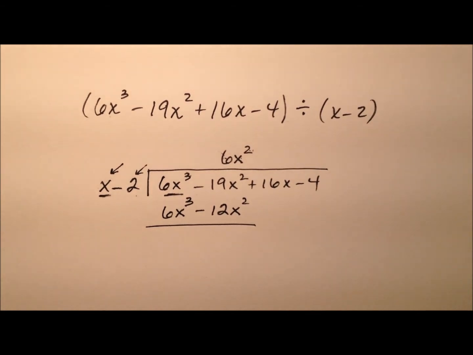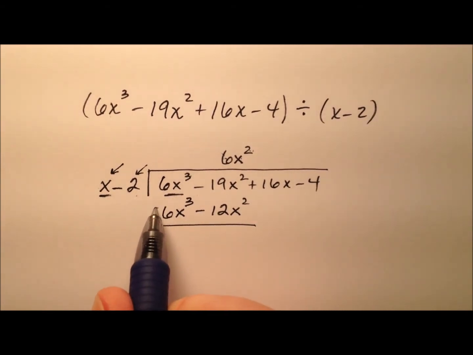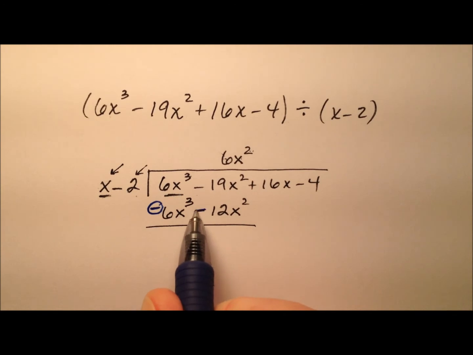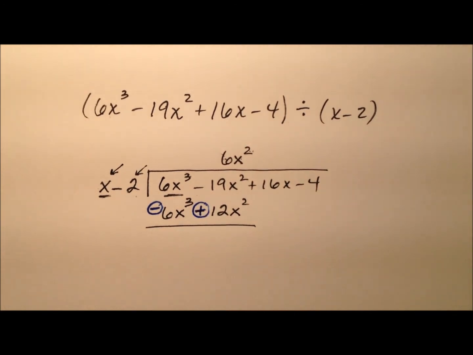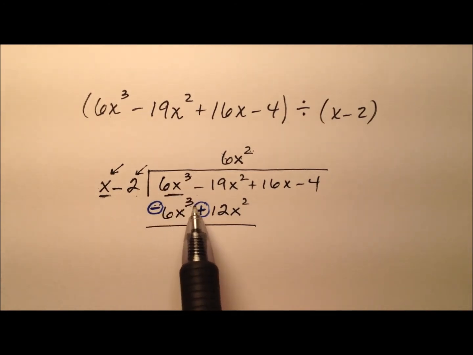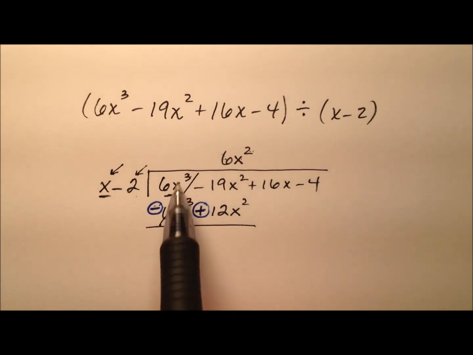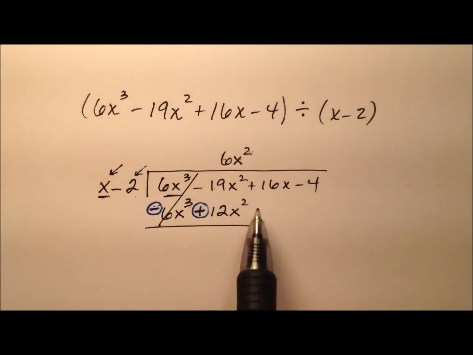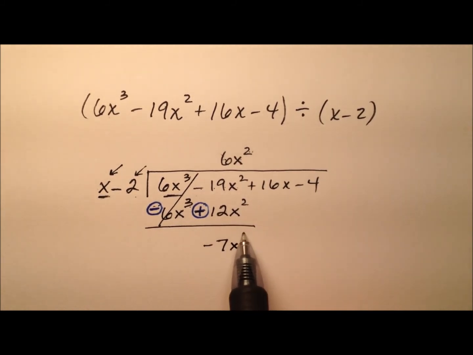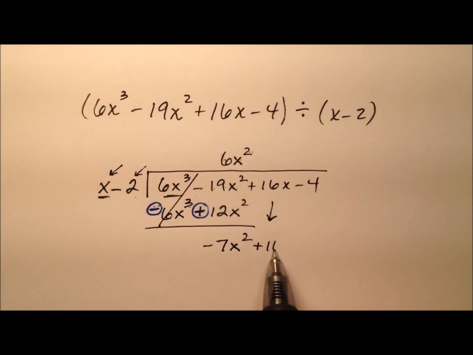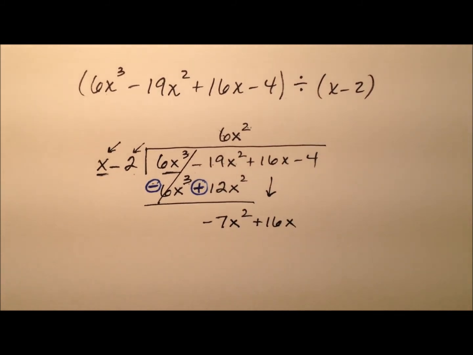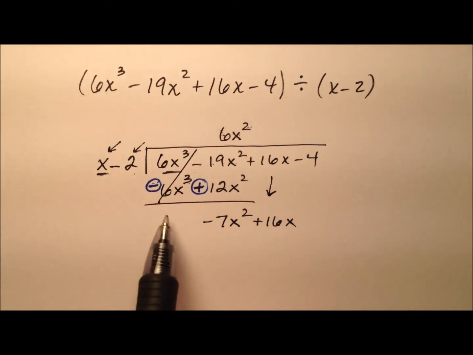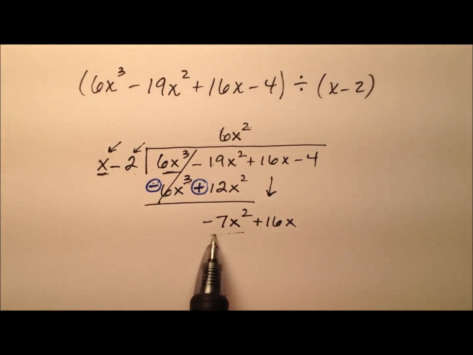So what we're going to do right here is you have to subtract these, but the subtraction I feel is a little easier if you just change the signs and then we end up adding. Okay, so we're going to change the signs and go through and add. So 6x cubed minus 6x cubed, well, those just cancel, and that's by design. We need those to cancel. And then negative 19x squared plus 12x squared, that's going to be negative 7x squared. And then I'm going to go ahead and bring down the next term. Okay, so exactly the same process. So next line. So I look at this x and I look at this negative 7x squared.